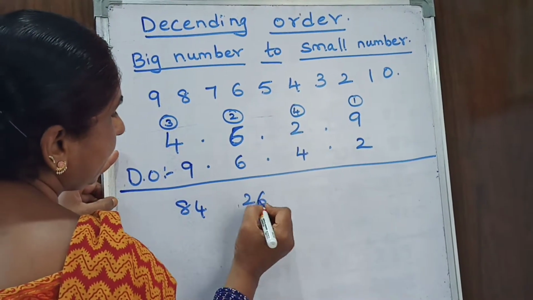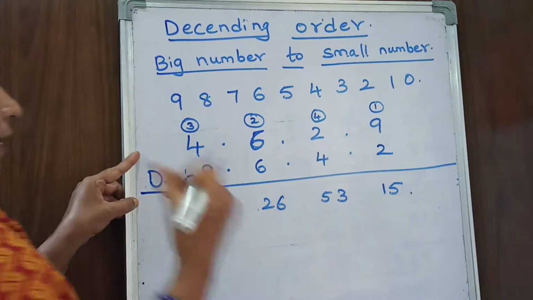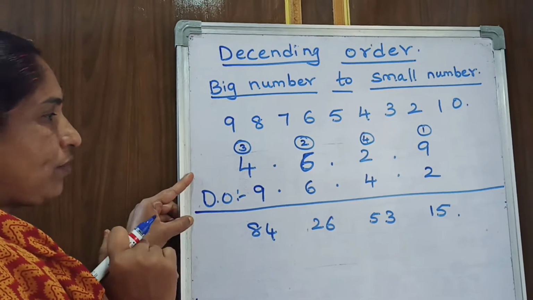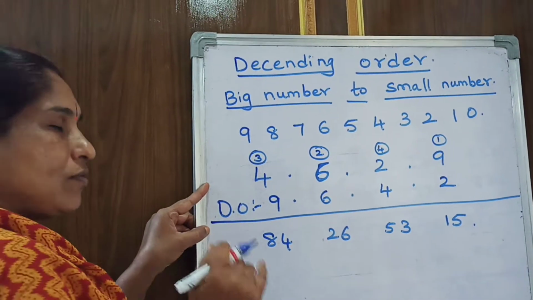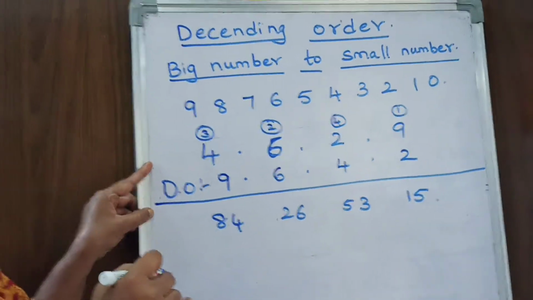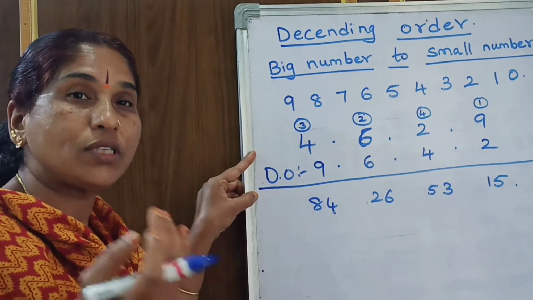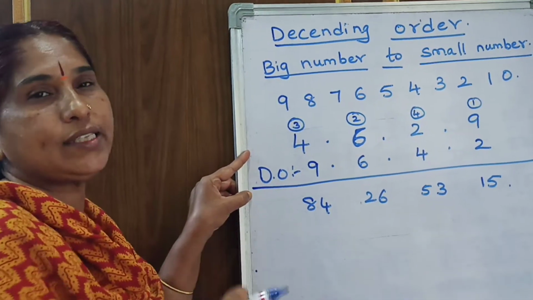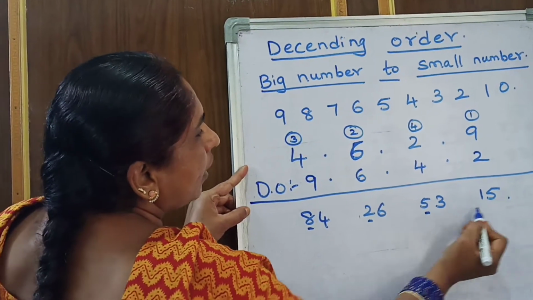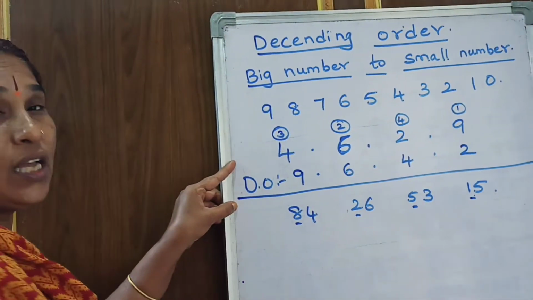Now see here. 84, 26, 53, 15. Now you have to arrange these numbers in descending order. So now which one you have to see? Big number. So first, in the same way how you have underlined for the ascending order numbers, first number, if the first number is same, then you are seeing the second number. If the second number is also same, you are seeing the third number. In the same way for descending order also you can see here. 8, 2, 5, 1. All numbers are different. So out of these numbers you can identify which is the big number.